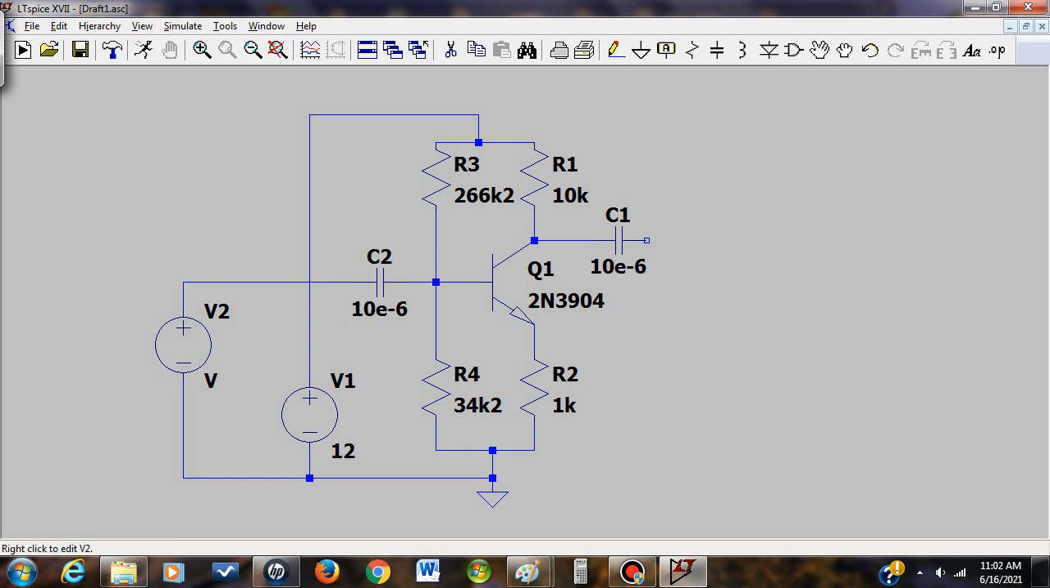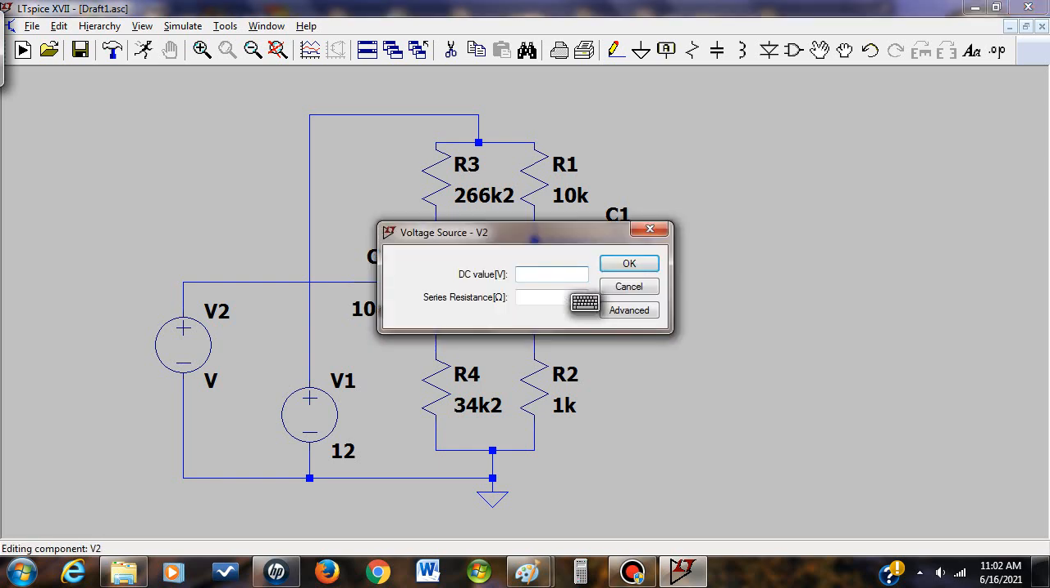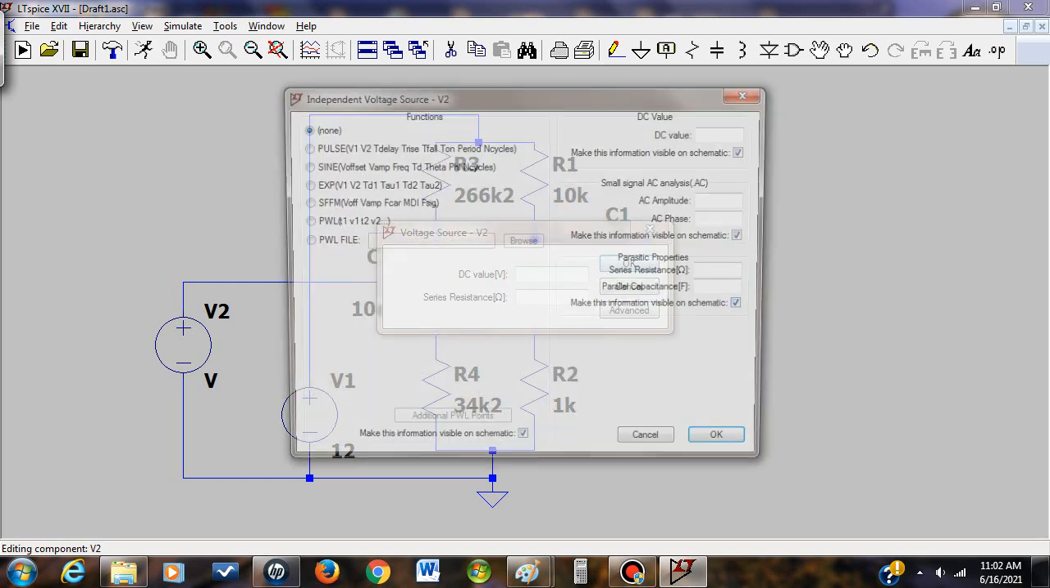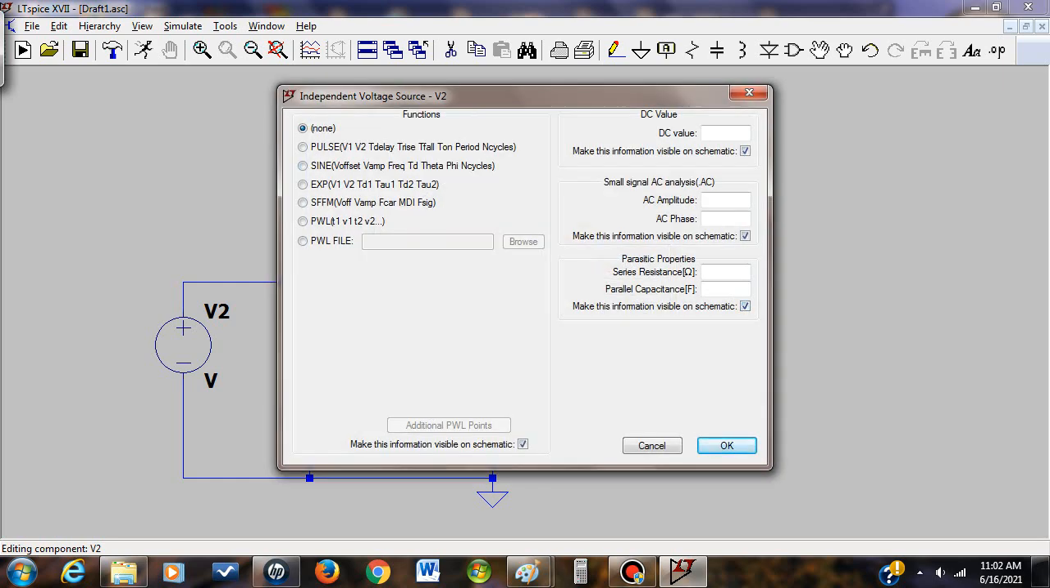Now for the source, we need to do a right click, go to advanced, and we're going to do a sine wave. And the DC offset of the sine will be 0. Amplitude is going to be 0.1 volts. Now that's 0.1 volts peak. So that would give us basically a voltage of 0.2 volts peak to peak.